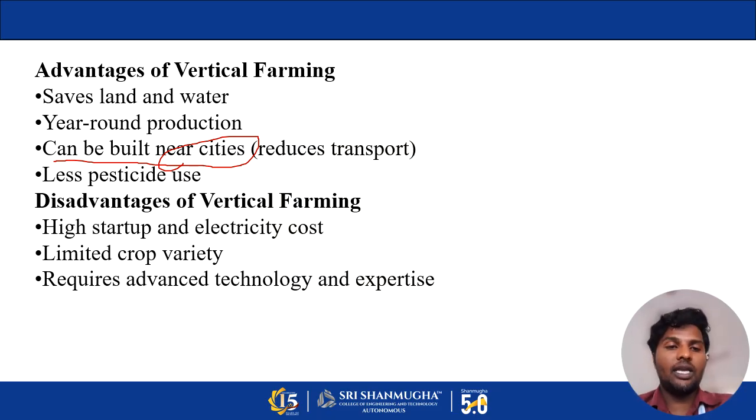Next I listed the disadvantages of vertical farming. A high setup cost and electricity cost are incurred in vertical farming activities because we make everything artificially, and every man-made thing depends on electricity. Only a limited variety of crops can be adapted to these systems, as not all crops will grow in them. It also requires advanced technologies and expert knowledge for implementation. So these are the advantages and disadvantages of vertical farming.